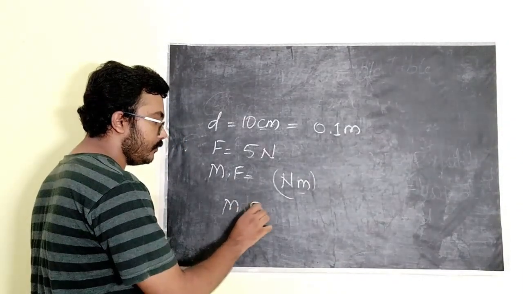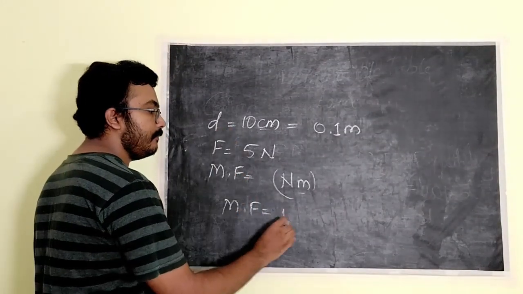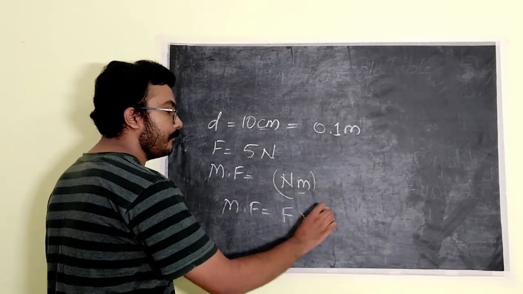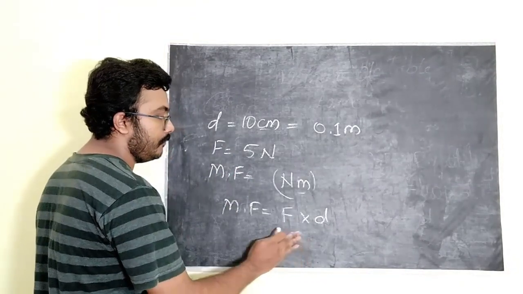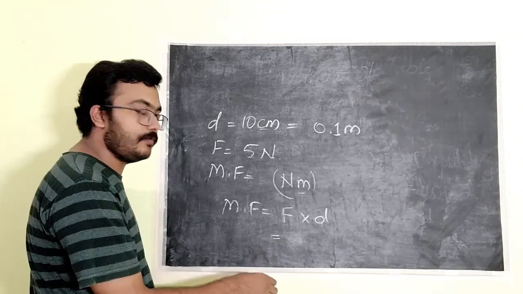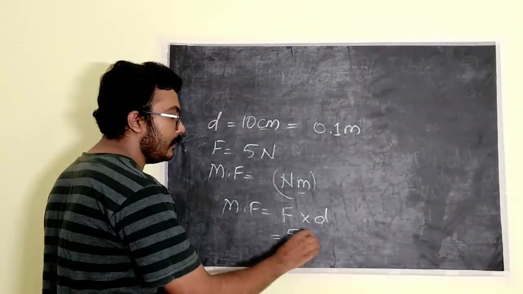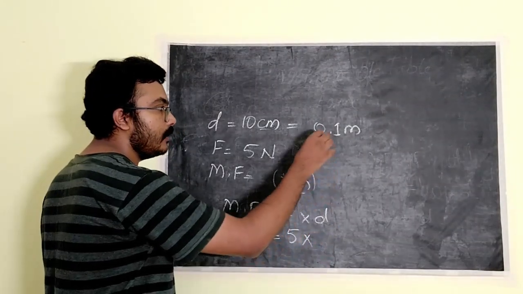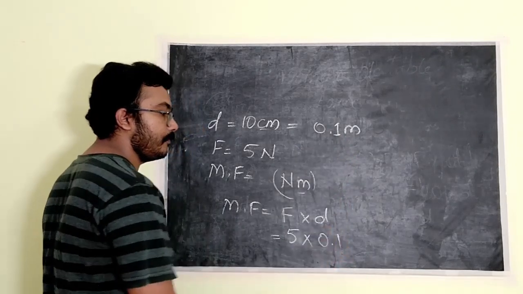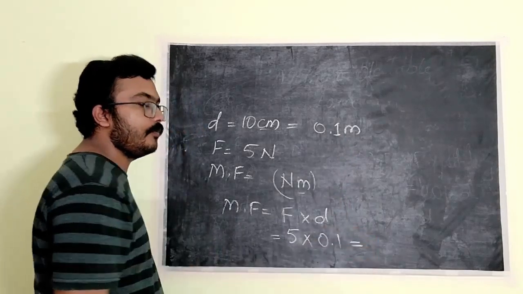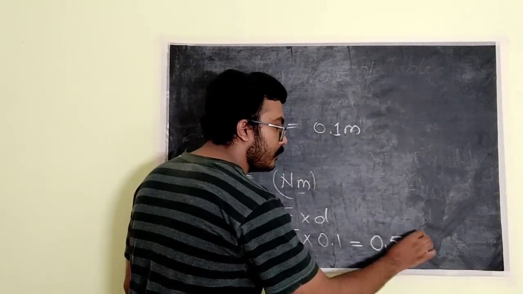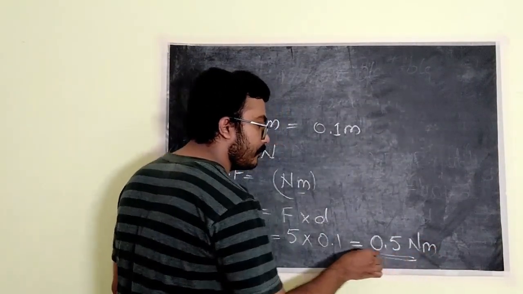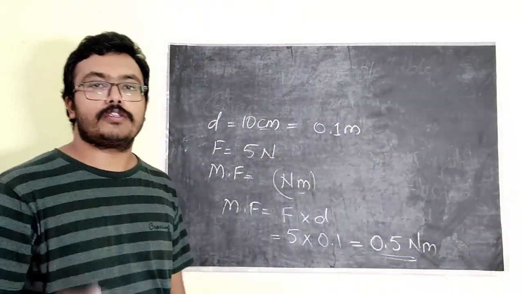Now moment of force is equal to F into d, that is equal to 5 into 0.1, which we get as 0.5 Newton meter. Hope you understood that.